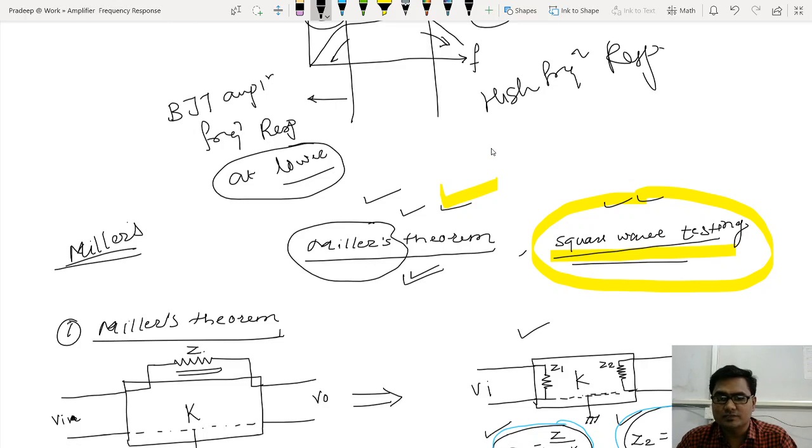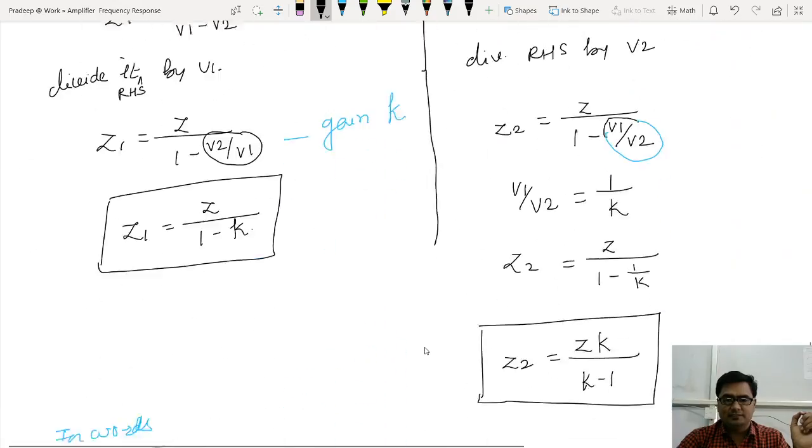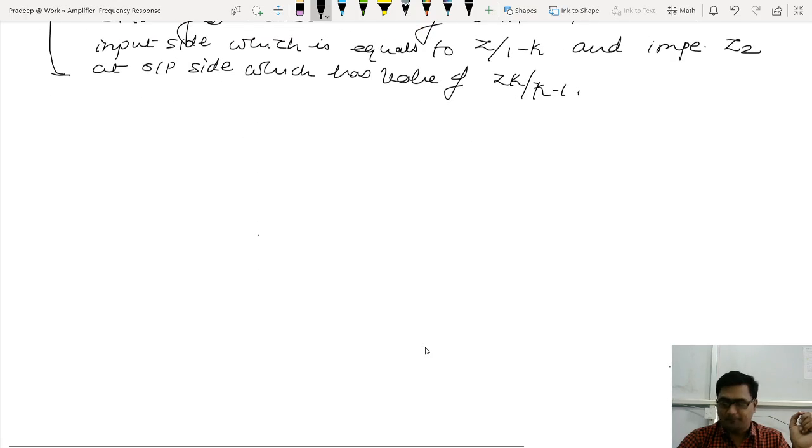We are supposed to start with high frequency response, and to start with it we need two important things that we are going to use. First one is Miller theorem and second one is square wave testing. Miller theorem we have finished, and now we are going to start with square wave testing. These are concepts that I'm going to apply in high frequency analysis, so that's why we are studying those things before high frequency analysis.